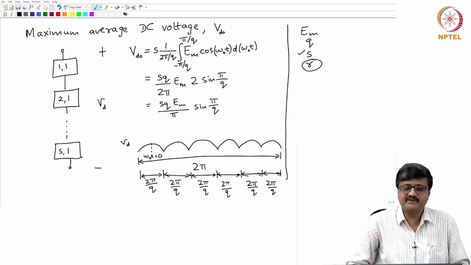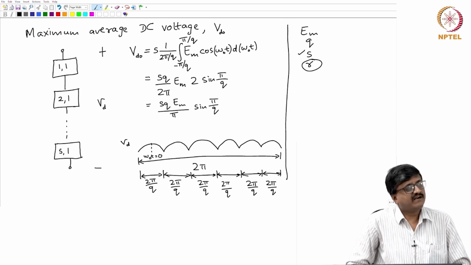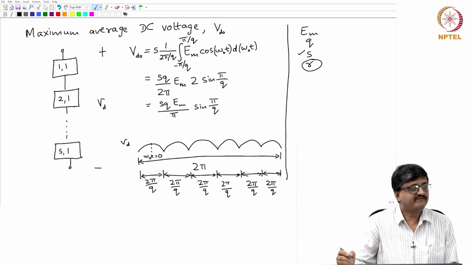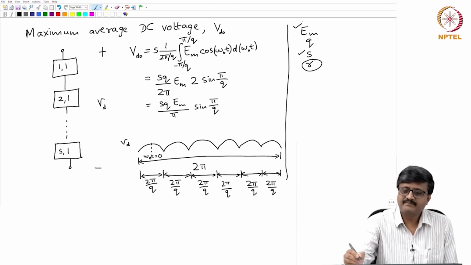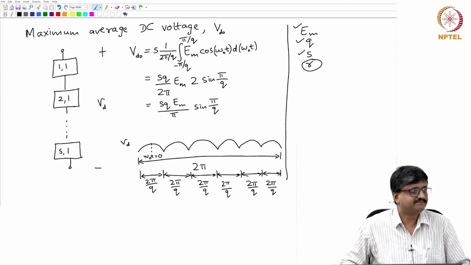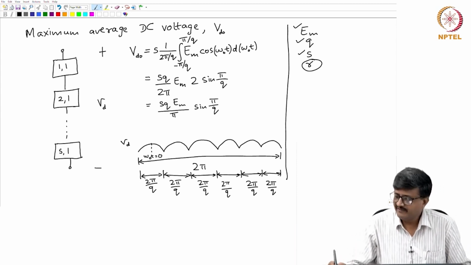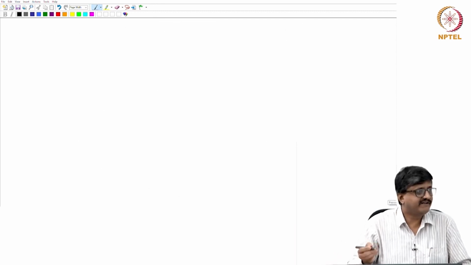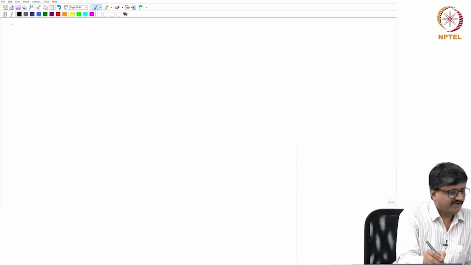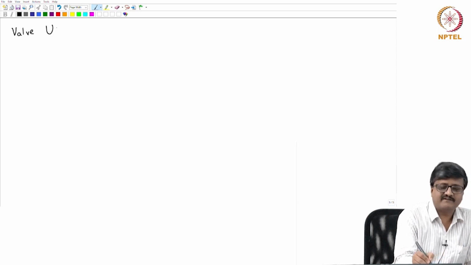So, we have defined two quantities, one is the peak inverse voltage and the other one is the maximum average DC voltage. If you look at the expression for Vdc max, it depends on Em, it depends on Q, it depends on S, but it is independent of R. Now, we come to the figure of merit, which will help us in deciding the values of Q, R and S for a given value of P. One figure of merit is known as valve utilization factor.